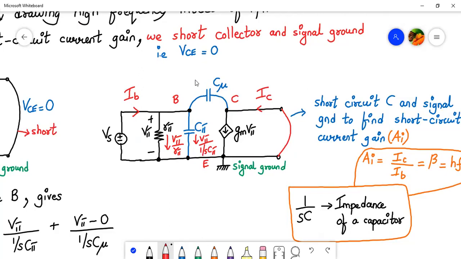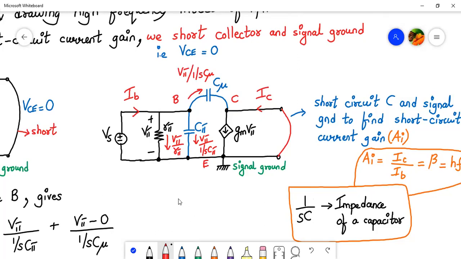Similarly, the current flowing through the C mu capacitor will be given by V pi divided by 1 divided by S into C mu. Why do we write V pi divided by 1 upon S C mu? Because 1 upon S C mu is the impedance offered by this capacitor. As I've already told you, the impedance of a capacitor is given by 1 upon S C. And now we will equate these equations.